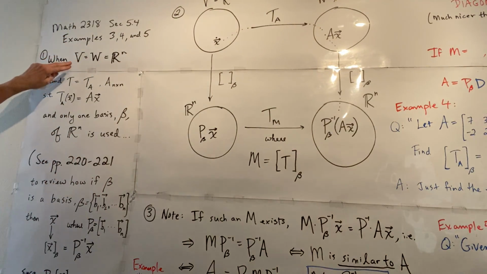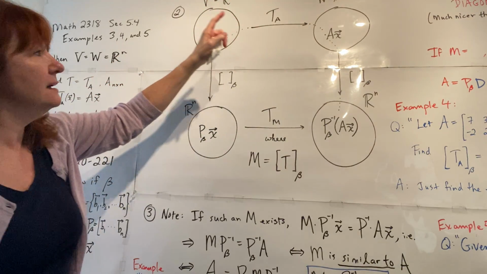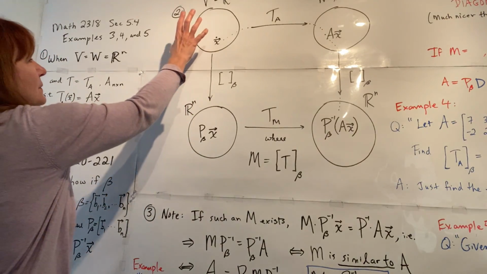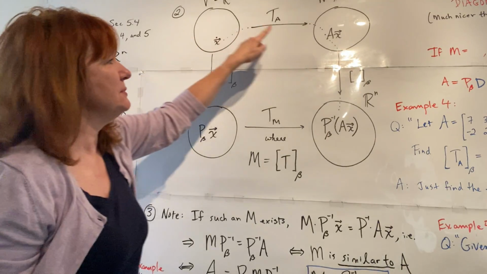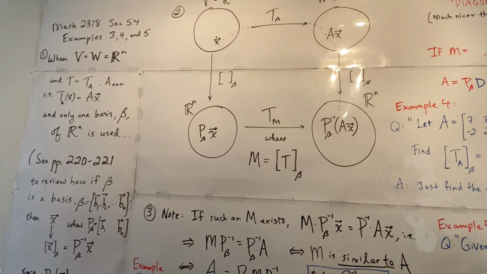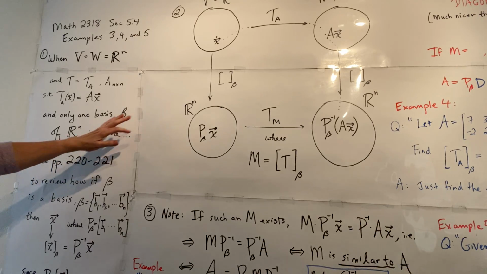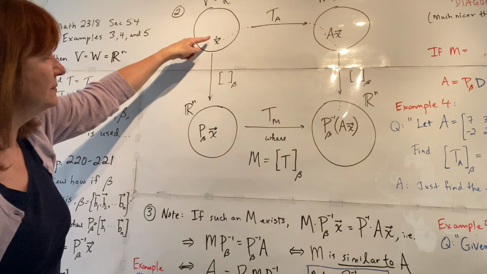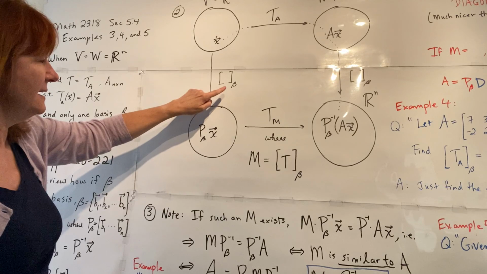So in these, we're going to assume that the two vector spaces, V and W, are exactly the same, and that they're both already Rn. So we're going from Rn to Rn with a mapping T sub A that just takes vector x and multiplies it on the left by a matrix A, a usual linear mapping. We're also going to assume there's only one basis in play, some basis beta, so that when we do the coordinate mapping from x to its coordinates with respect to beta.